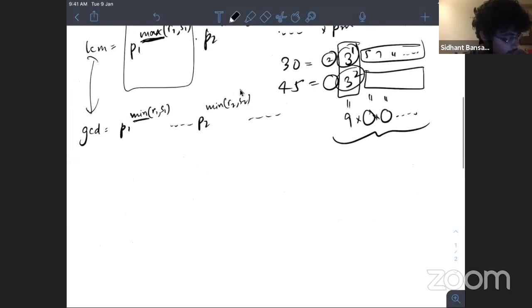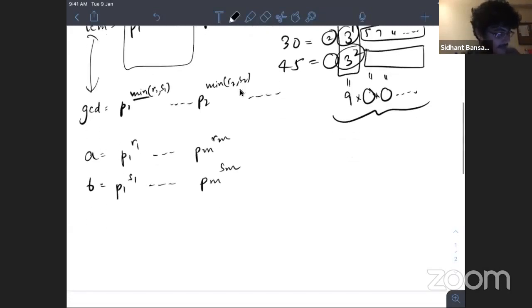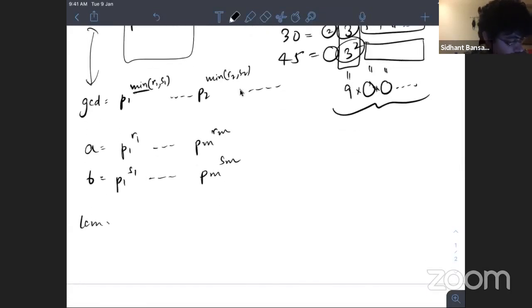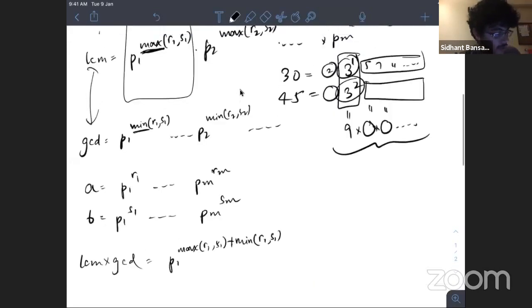And notice, let's say you have A, which is P1 to the R1, dot dot dot, PM to the RM. And let's say you have B, which is P1 to the S1, dot dot dot, PM to the SM. And we define LCM and GCD like this. What will LCM into GCD be? It will be P1 to the max of R1 comma S1 plus min of R1 comma S1, right? I'm just using the formula above.